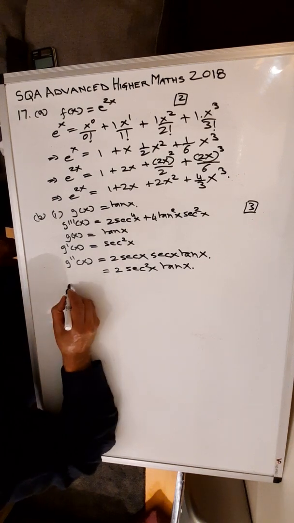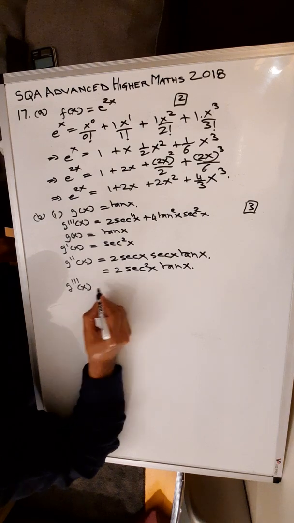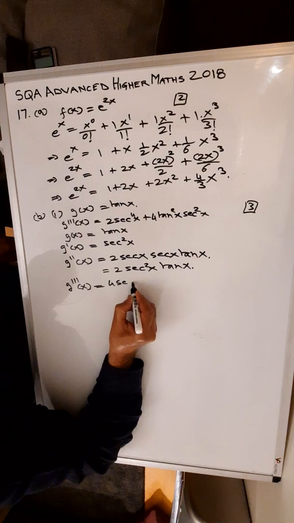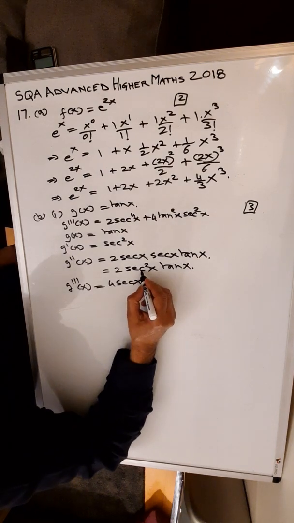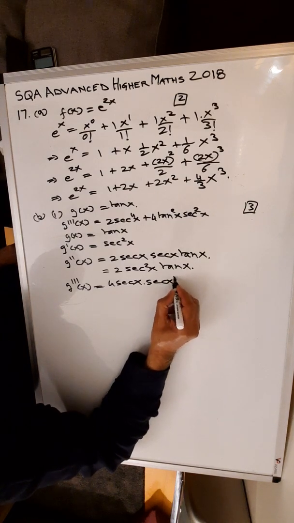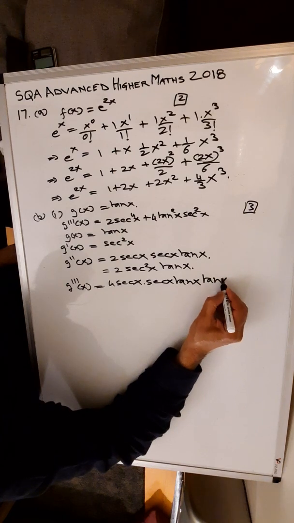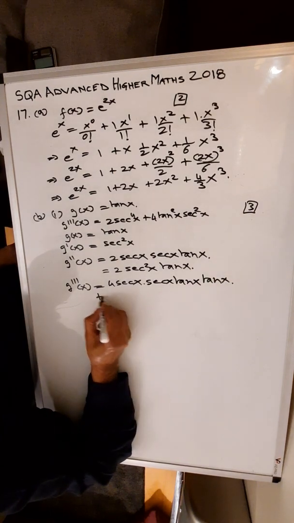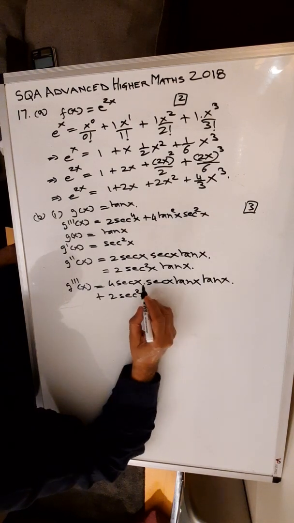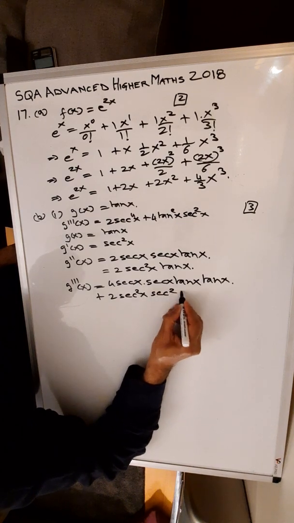And now you're going to differentiate. This is your third derivative. So you bring the 2 to the front. This gives you 4 sec x, and then the differential of sec x again is sec x tan x, and you've already got the tan x there. Plus, leave the 2 sec squared x as it is, and the derivative of tan x is sec squared x.